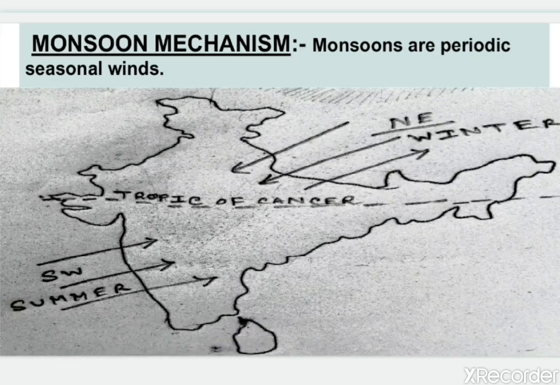See here in this map, during the winter season the direction of this wind, monsoon wind, is northeast, and during the summer time the direction of the wind is southwest, because the pressure system also changes according to the season. That is why I said the direction of the monsoon wind is always changing, because they are seasonal winds.